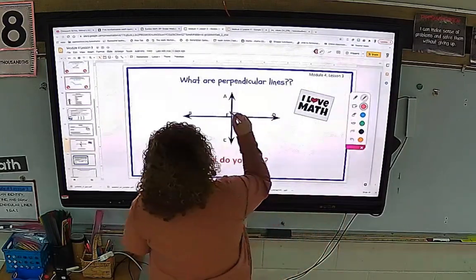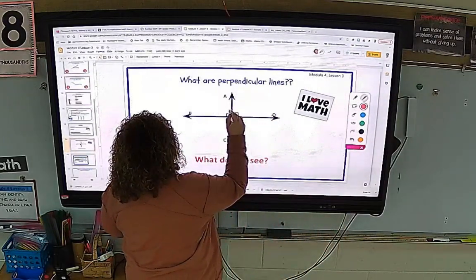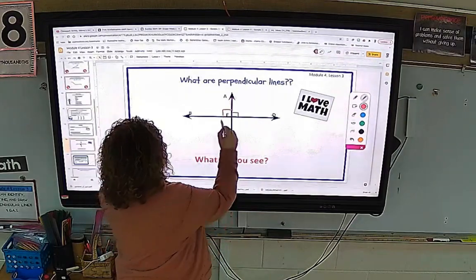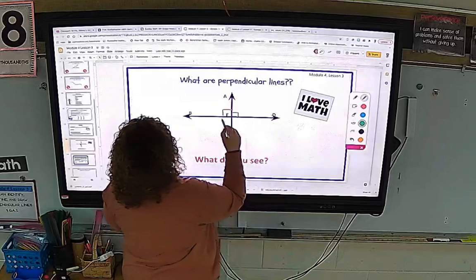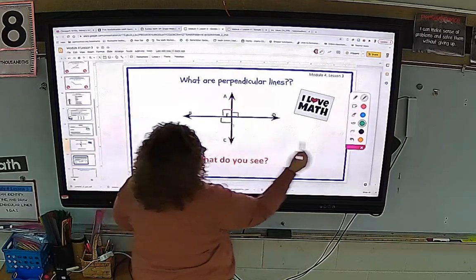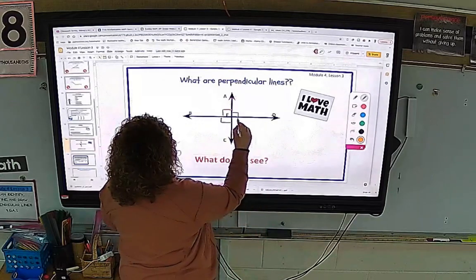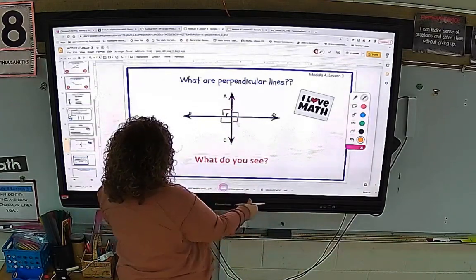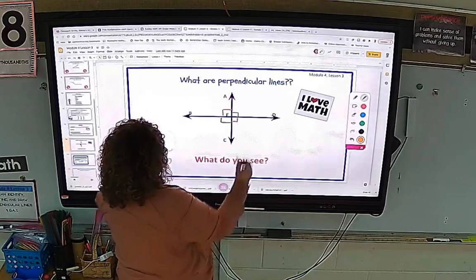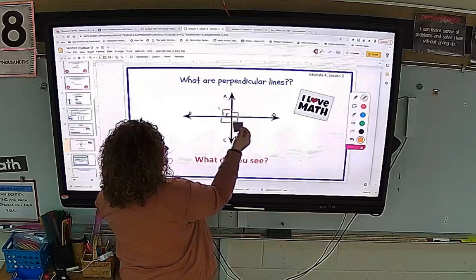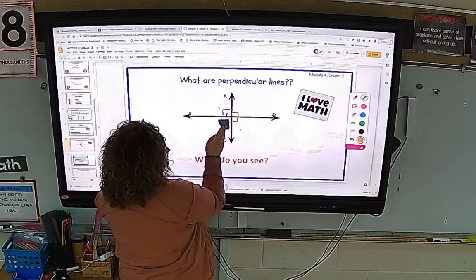Okay? So there would be another right angle right here. There would also be a right angle right here. And there would also be a right angle right here. Okay? And I could take this and measure with it, and it would work every time.